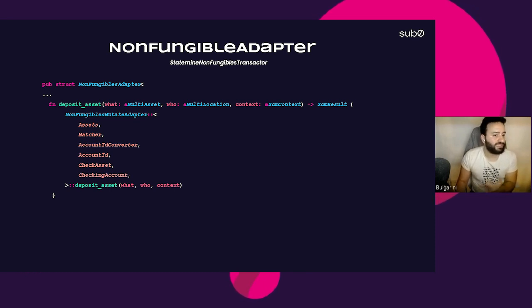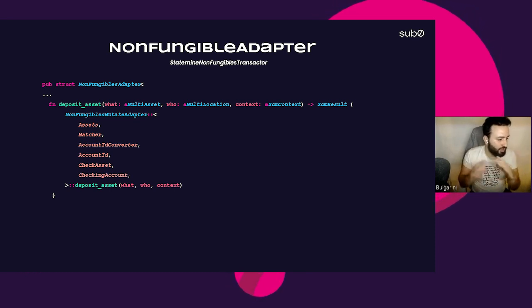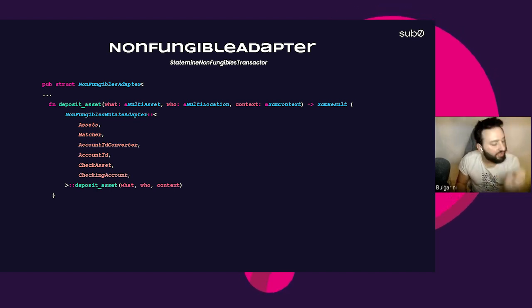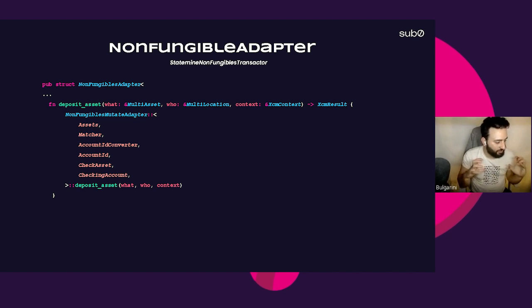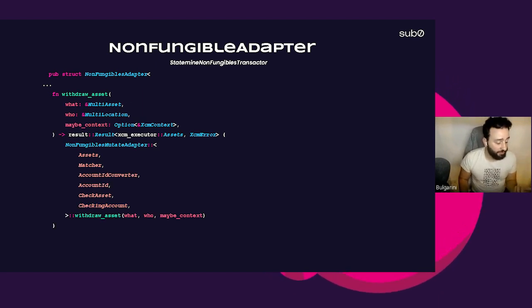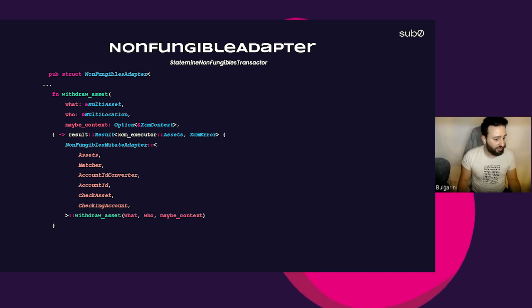So we can say that the non-fungible adapter is a wrapper for the non-fungible mutate adapter, which is the one that makes the magic and executes the on-chain logic, all right? This is the glue, in other terms. For the withdraw asset, the same happens. Basically, we have the non-fungible mutate adapter coming into the scene, and it's calling the withdraw asset.